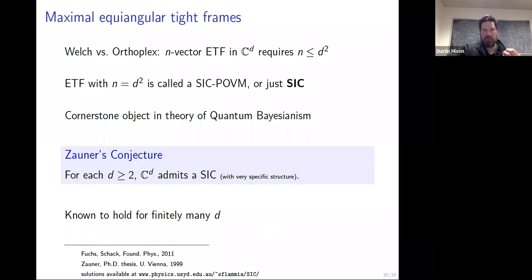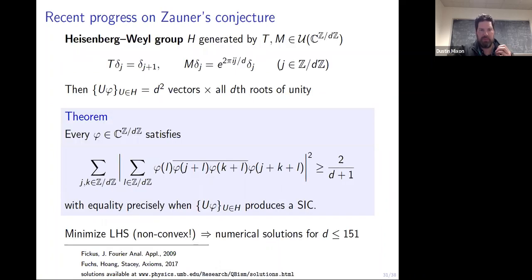They're known in quantum information theory as SICs, and they have important applications there. The way people construct these things is by using the representation theory of the Heisenberg-Weyl group. In particular, they used what's called the Schrödinger representation. So all translates and modulates of a given seed vector.